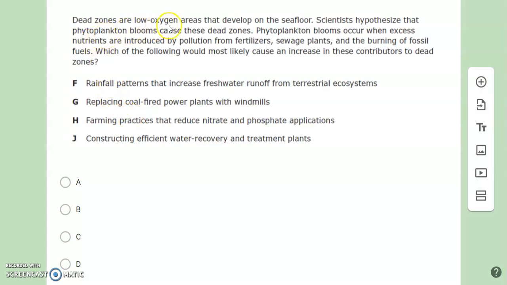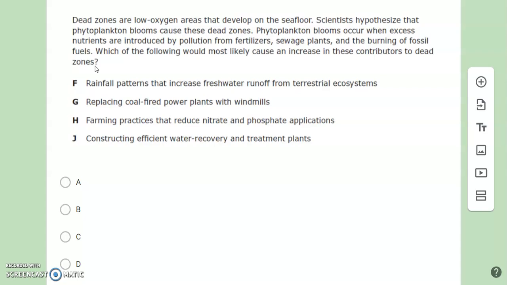Dead zones are low oxygen areas that develop on the sea floor. Which of the following would most likely cause an increase in the contributors to dead zones? Dead zones is something that we talked about previously. A dead zone is an area of water where there is no oxygen. What happened to the oxygen? All the oxygen has been used up by bacteria in the water.